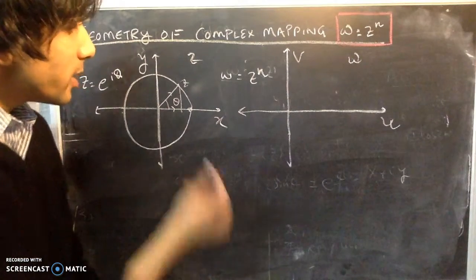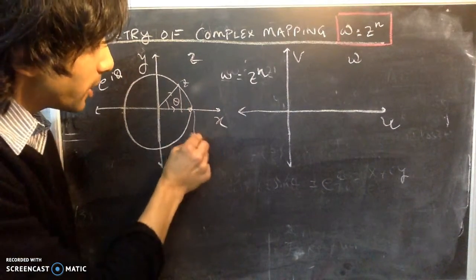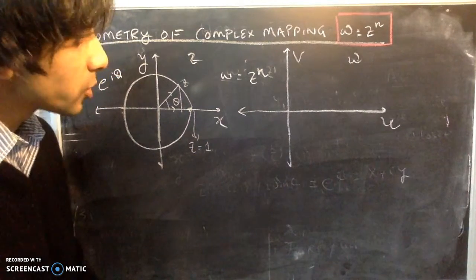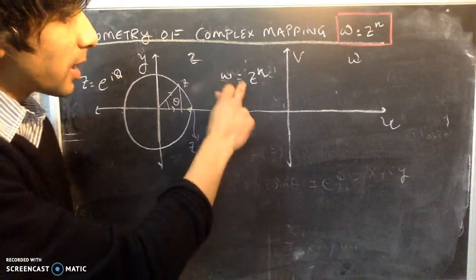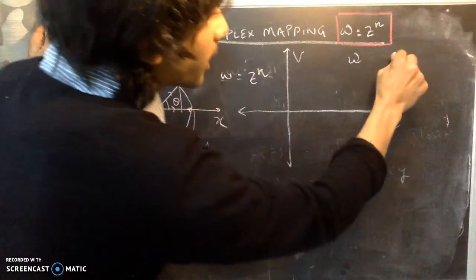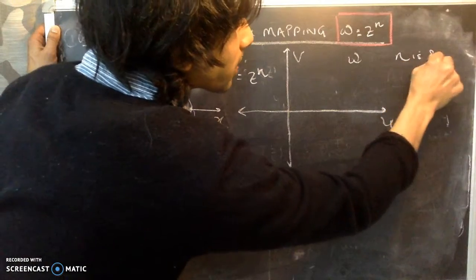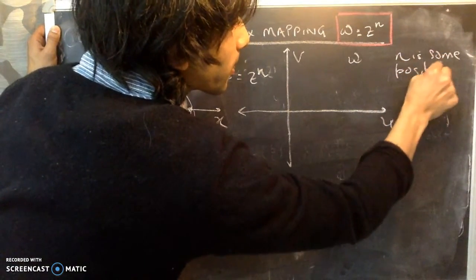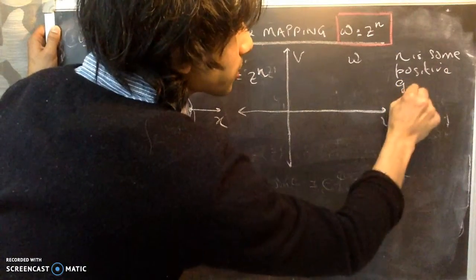Okay, so let's say you were to start walking at the point z equals 1. So you're at z equals 1. The first question is, under the mapping w equals z to the power of n, and let me just write down here that n is some positive integer.